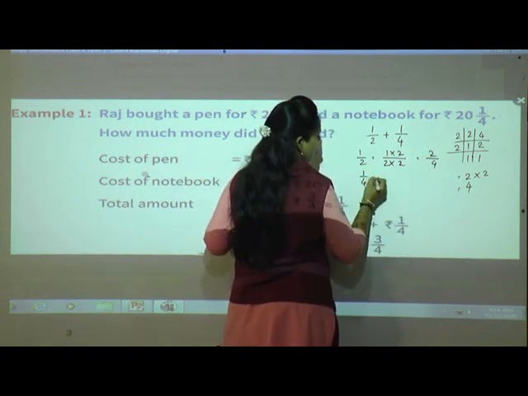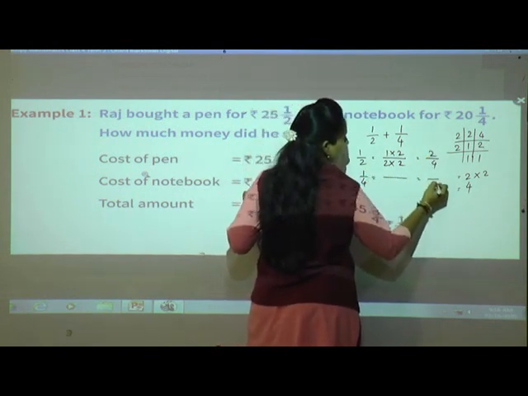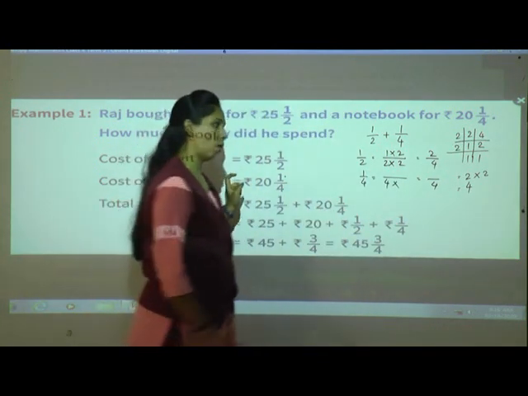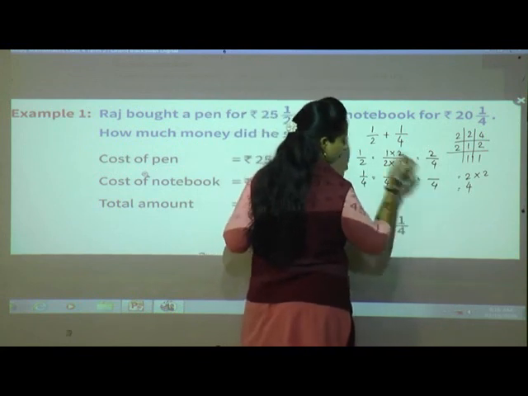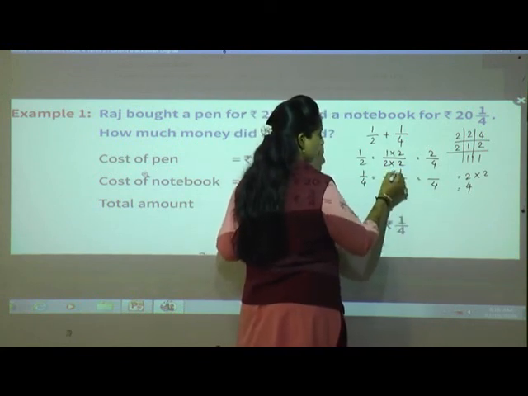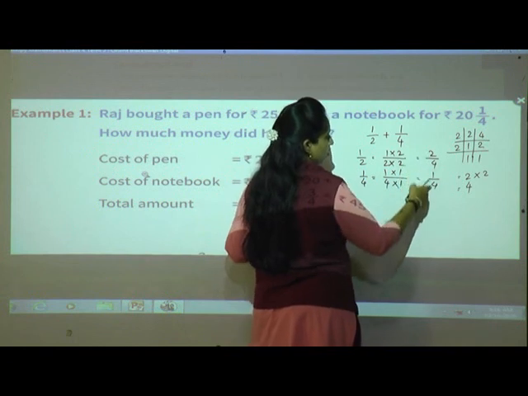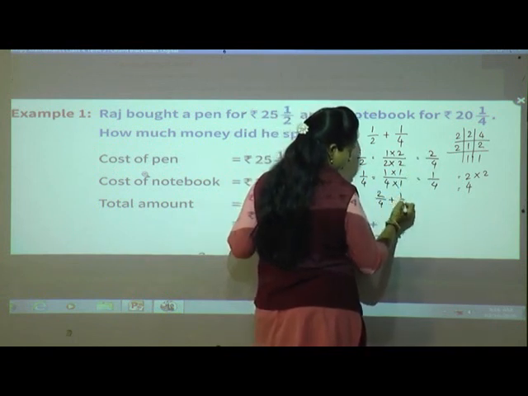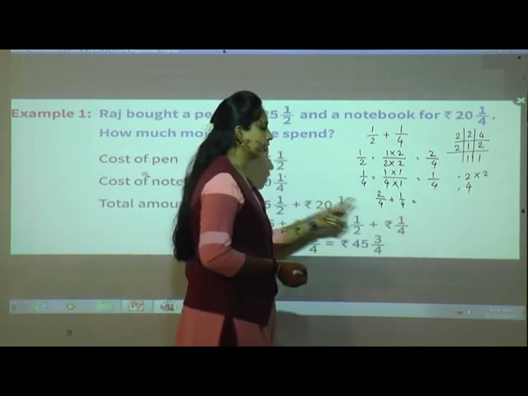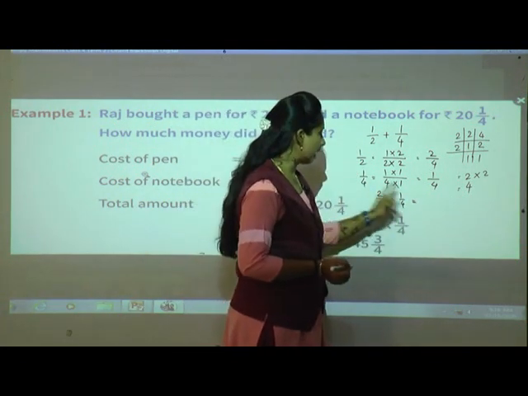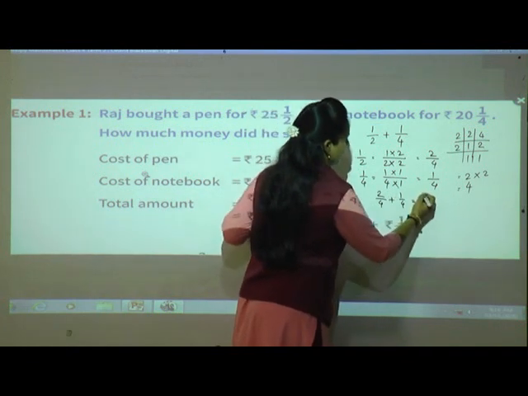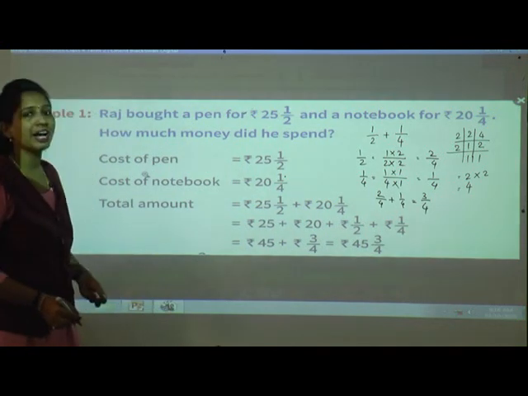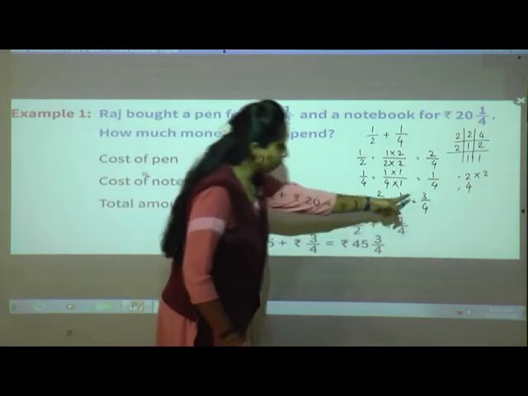Next, 1 upon 4 is equal to, denominator should come 4. So 4 multiplied by 1, 4 1s are 4. So 1 here also the same, 1 1s are 1. So now 2 upon 4 plus 1 upon 4. Now you can see denominators are the same, so we can add the numerators. 2 plus 1 is 3 upon 4. So the addition of 1 upon 2 and 1 upon 4 is 3 upon 4.